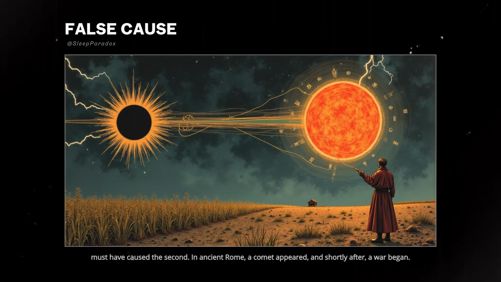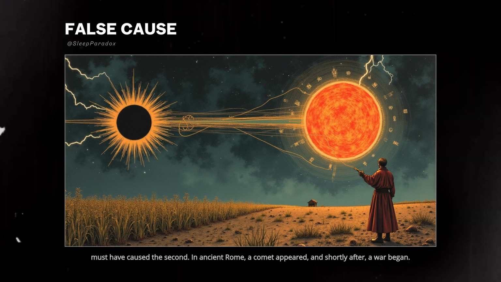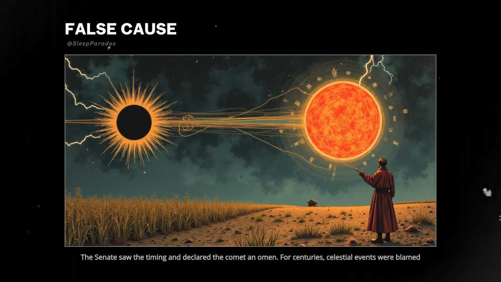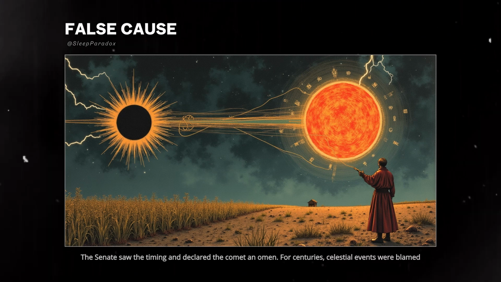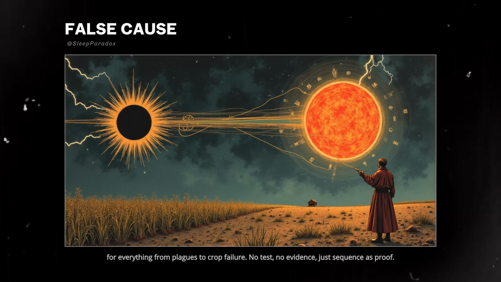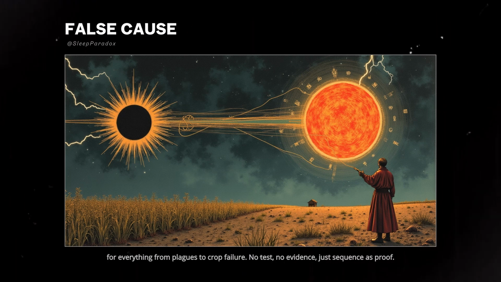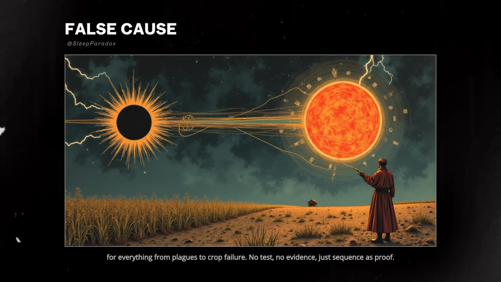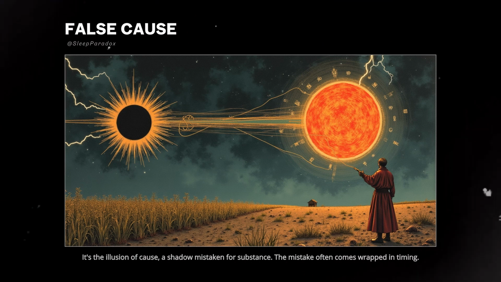caused the second. In ancient Rome, a comet appeared, and shortly after, a war began. The Senate saw the timing and declared the comet an omen. For centuries, celestial events were blamed for everything from plagues to crop failure. No test, no evidence, just sequence as proof. It's the illusion of cause, a shadow mistaken for substance.